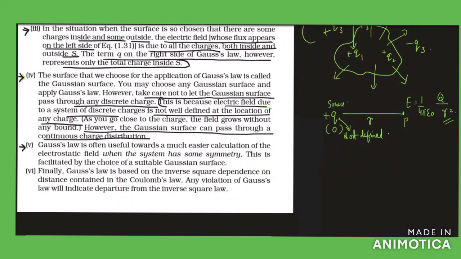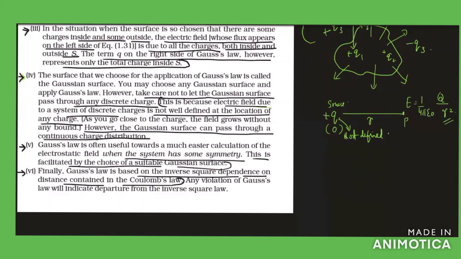Gauss law is often useful towards a much easier calculation of the electrostatic field when the system has some symmetry. This point we already discussed, and this is facilitated by the choice of a suitable Gaussian surface. If we know the symmetry of the charge configuration, we can easily select a Gaussian surface to make the calculation simple.